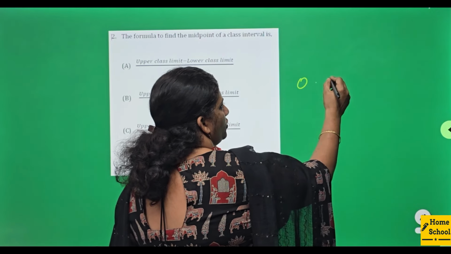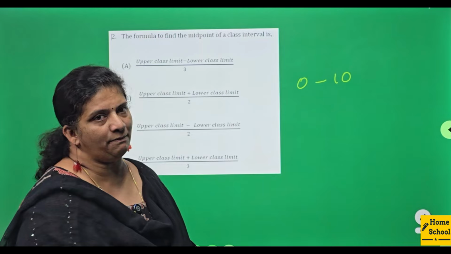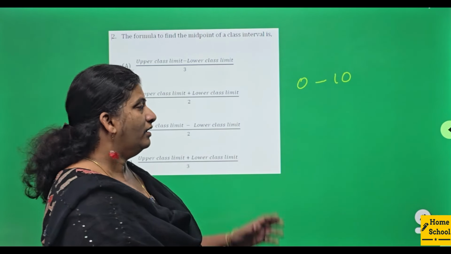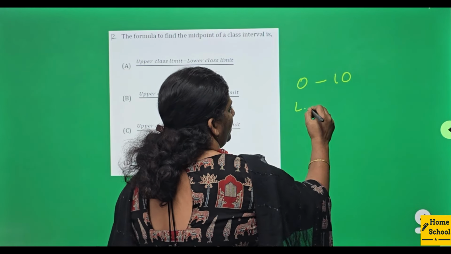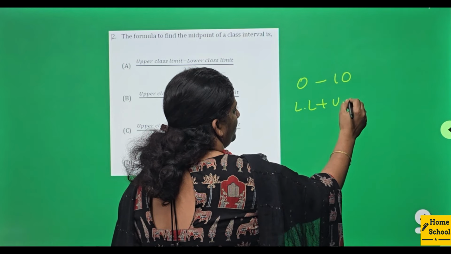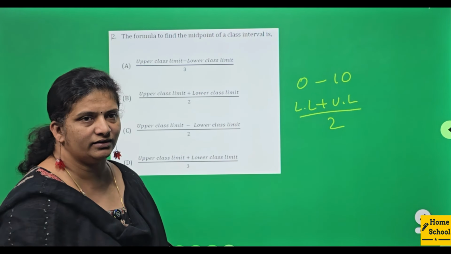Second one, the formula to find the midpoint of a class interval. Let me take 0 to 10 as a class interval. 0 is the lower limit, 10 is the upper limit. How do we get the midpoint of this? That is lower limit plus upper limit by 2. This is none other than the class mark.